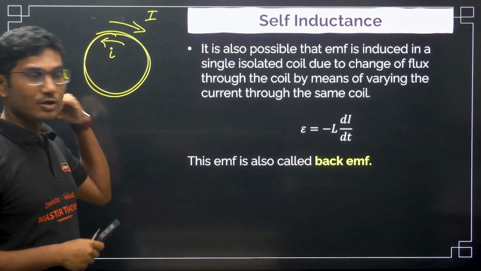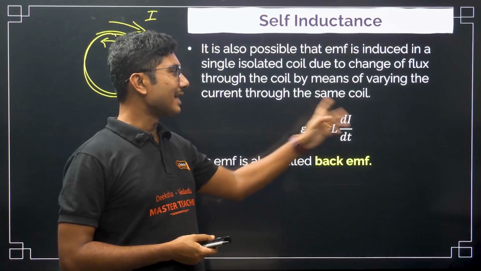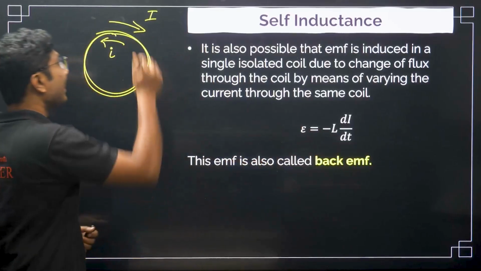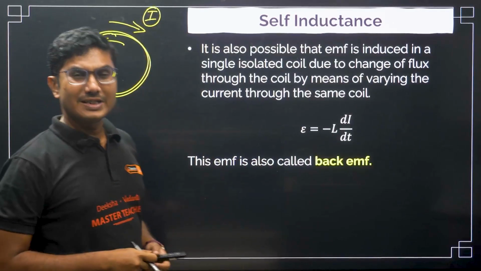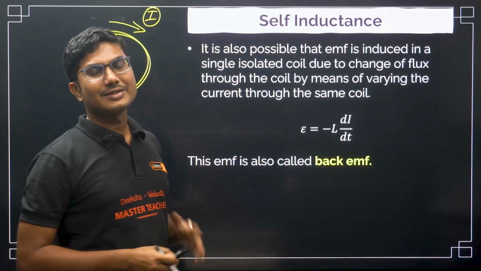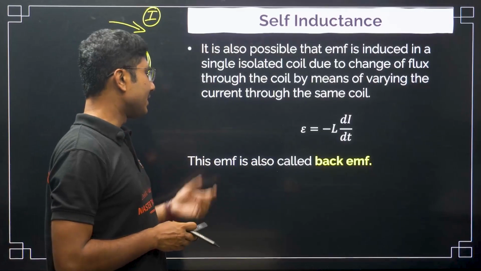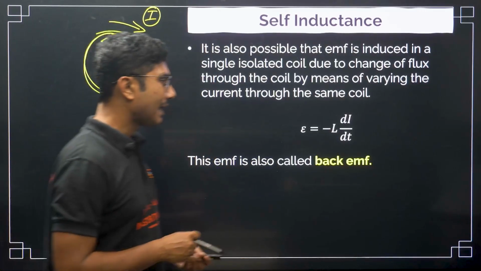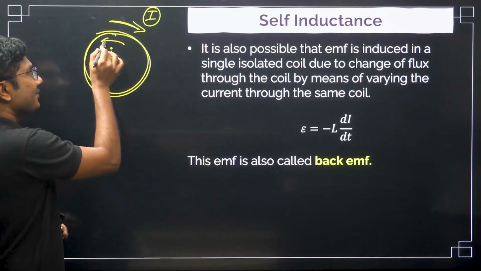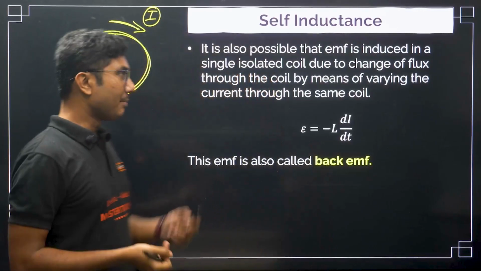Self-inductance is also possible, and the formula for self-inductance is epsilon equals minus L di by dt. As you can see, self-inductance only occurs when the current changes with time. If the current remains constant, then self-inductance does not occur. Self-inductance is very important in many applications in our day-to-day life. This EMF is also called back EMF. Back EMF means if the EMF is trying to send the current in this particular direction, the back EMF is trying to send the current in the opposite direction. That's why it is called back EMF.